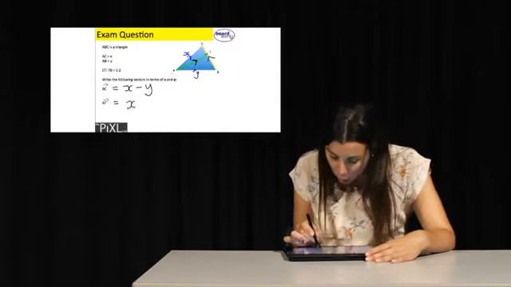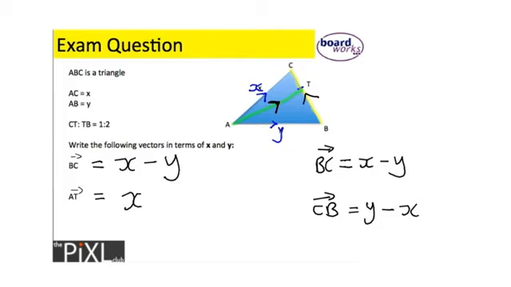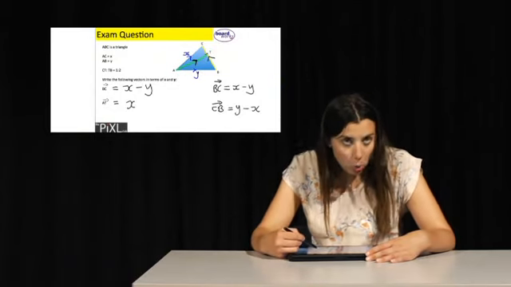And then we're going to go backwards on this line here. We know that B to C is equal to X minus Y. So in the opposite direction, that's C to B, it's going to be Y take away X. Exactly the same, but the negative of it. Negative X, positive Y. But we're not going the whole way.